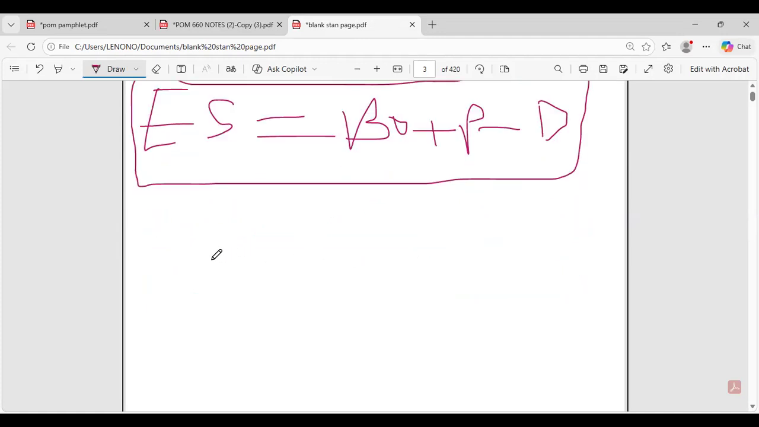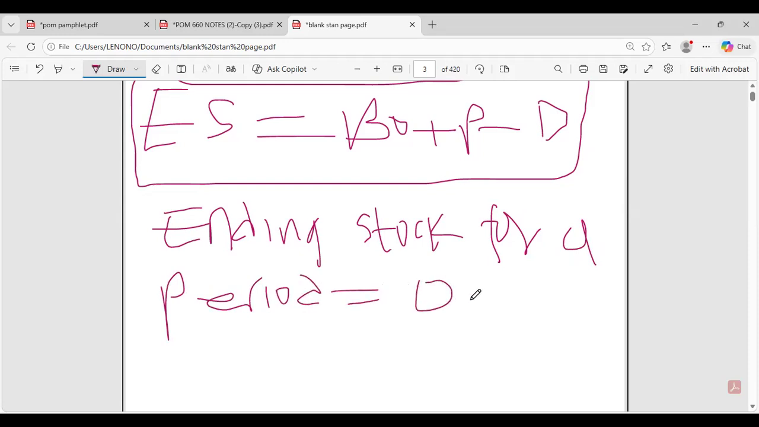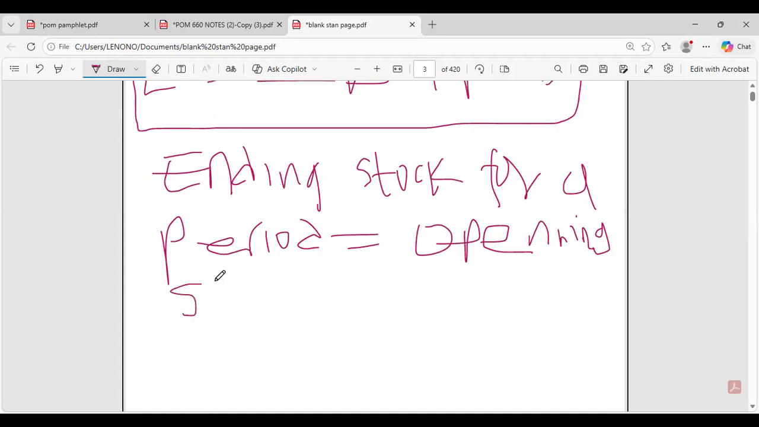So the ending stock for a period is the beginning stock for the next period. Ending stock for a period is equal to opening stock in the next period. You get my point? Yes. Opening stock for the next period.